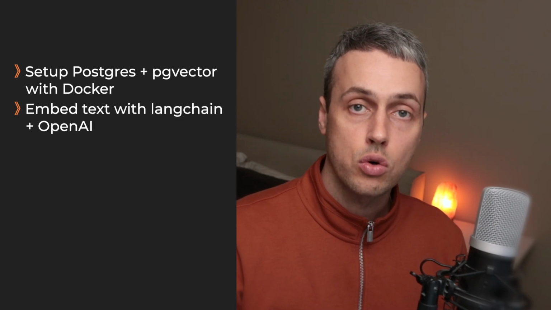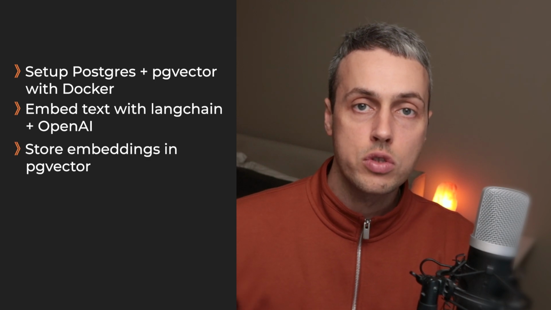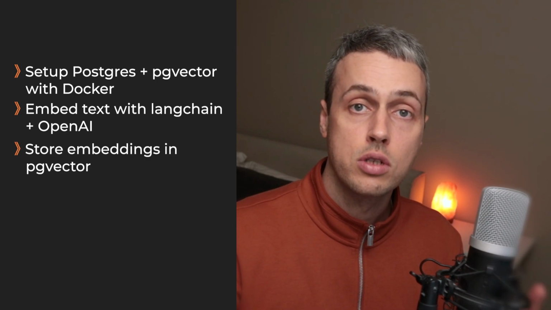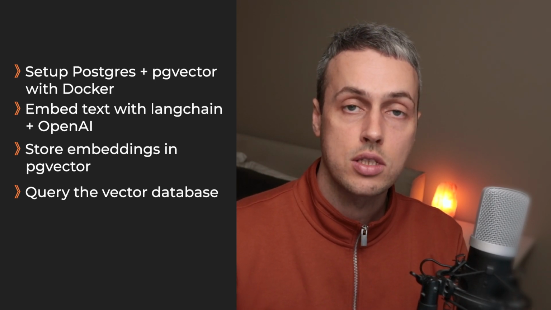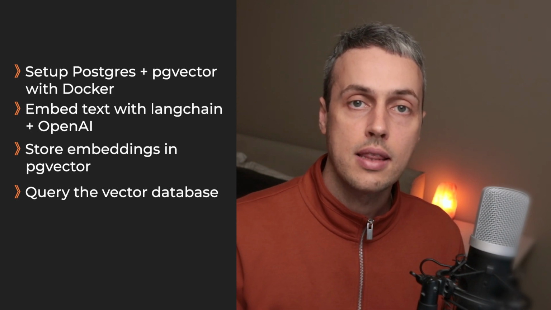We're going to see how to set that database up using a Docker image, and we're also going to dive into how to actually create these vectors or embeddings using Langchain and OpenAI, and then store those vectors into the PGVector database. And finally, we'll show how to query that database using both Langchain and also in raw SQL in order to pull out some insights based on the vectors that are stored in that database.